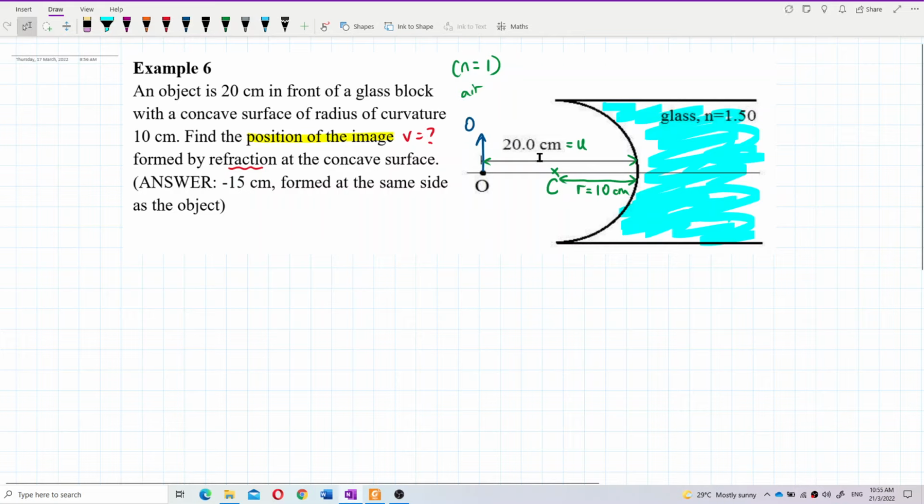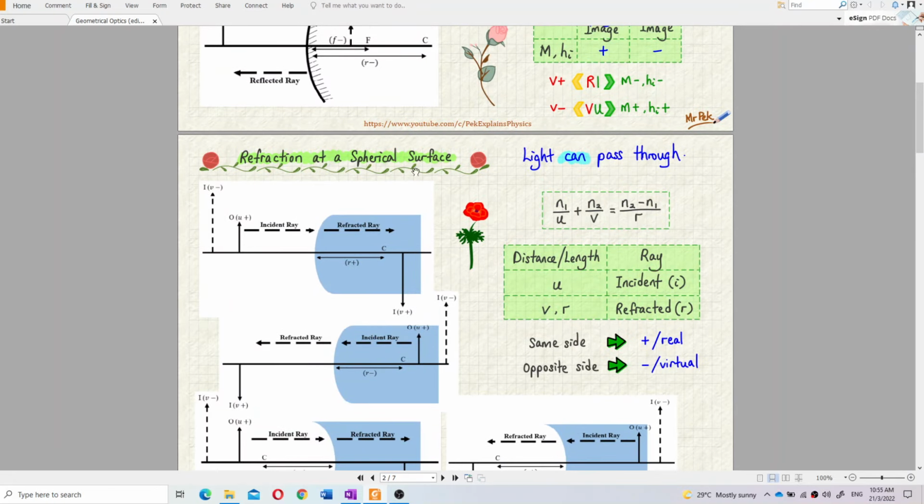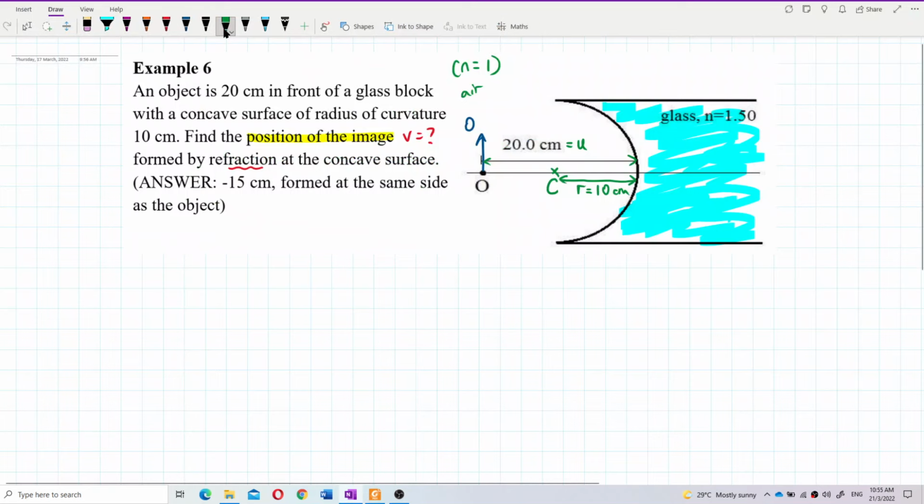So, before we begin, what's the formula of refraction at one surface? If you look at my notes, this is the formula: n1 over u plus n2 over v equals n2 minus n1 over r. Okay, write the formula down. All right, so which one is n1 and which one is n2?